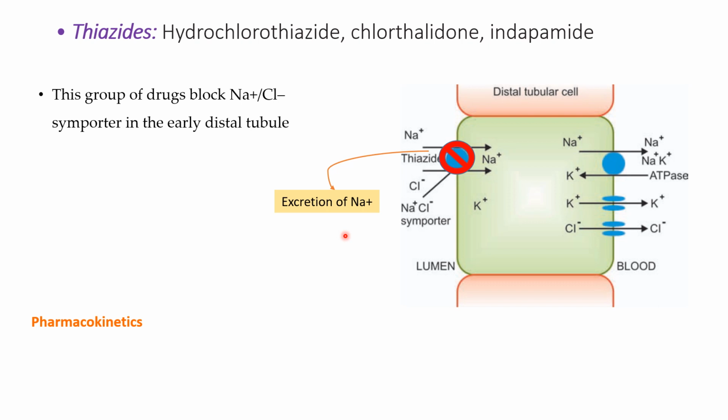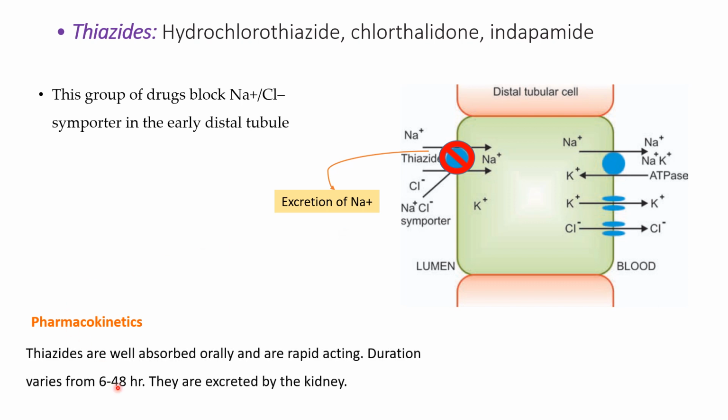Now we'll see the pharmacokinetics. Thiazides are well absorbed orally and are rapidly acting. Duration varies from 6 to 48 hours and they are excreted by the kidney.